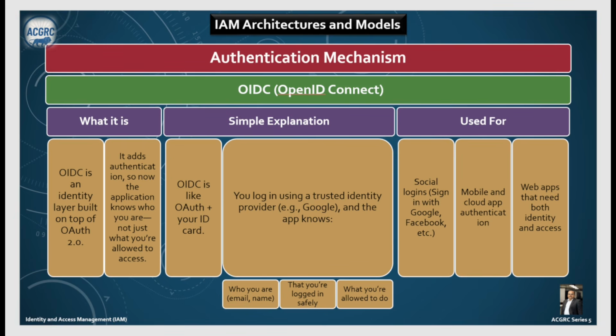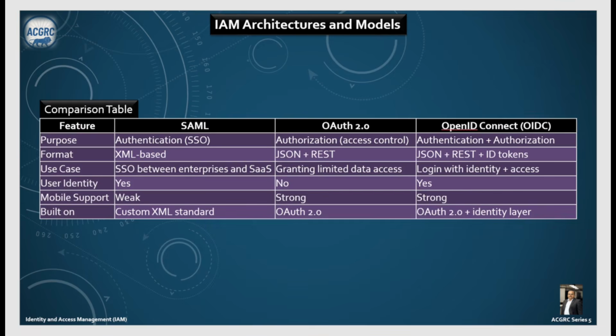In comparison, SAML is used for authentication. OAuth is used for authorization. OIDC is used for authentication and authorization. Format: SAML is XML based. OAuth is JSON and REST. OIDC is JSON, REST, and ID tokens.